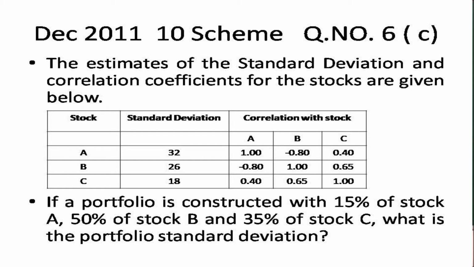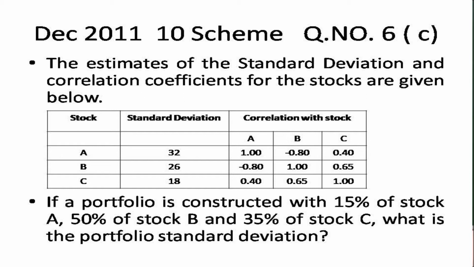If you take correlation with stock, for A it is 1, minus 0.80, and 0.40. For B it is minus 0.80, and B it is 1 and C it is 0.65. If you take C, for A it is 0.40, B it is 0.65 and for C it is 1. So this is the data they have given in the table.